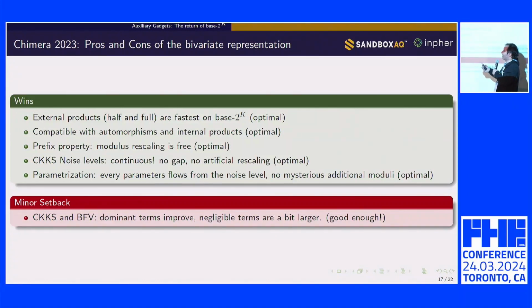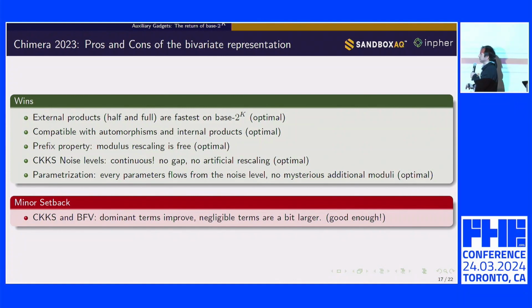Parametrization, so in base 2K, everything follows directly from the noise. There is no such thing as additional modulus for CRT. We just have the noise level, and based on that, a linear law that says how many terms we need to have. And something also, in the CKKS noise levels, they are now continuous, the same as BFV.